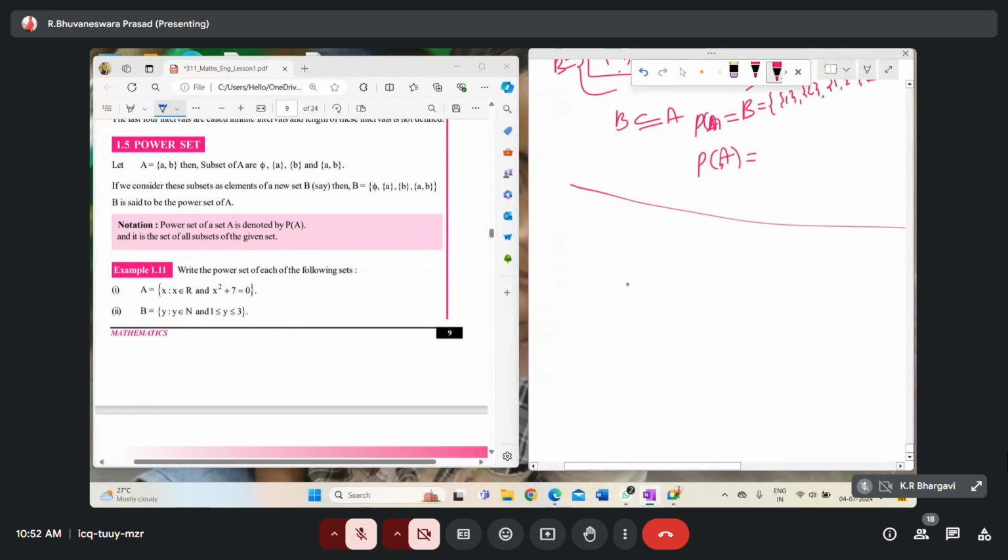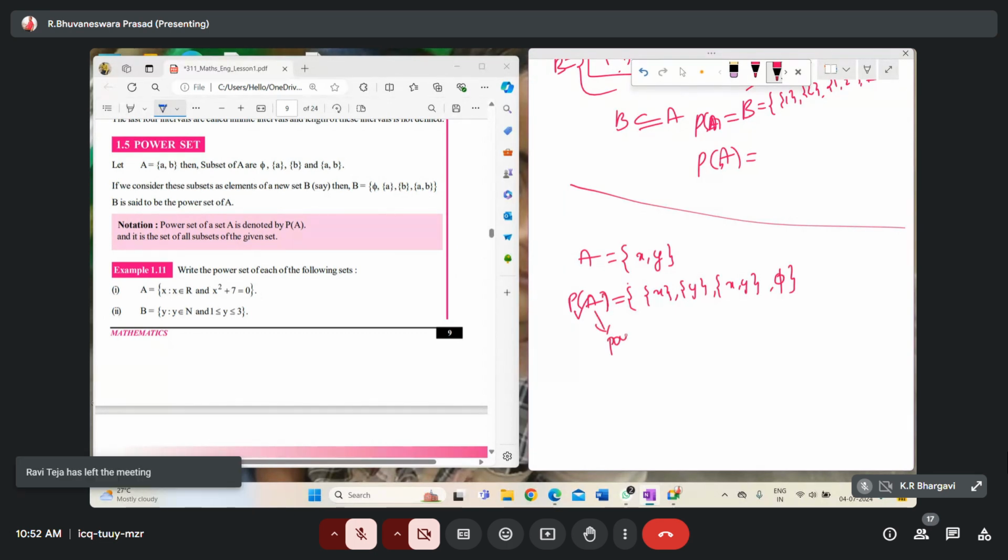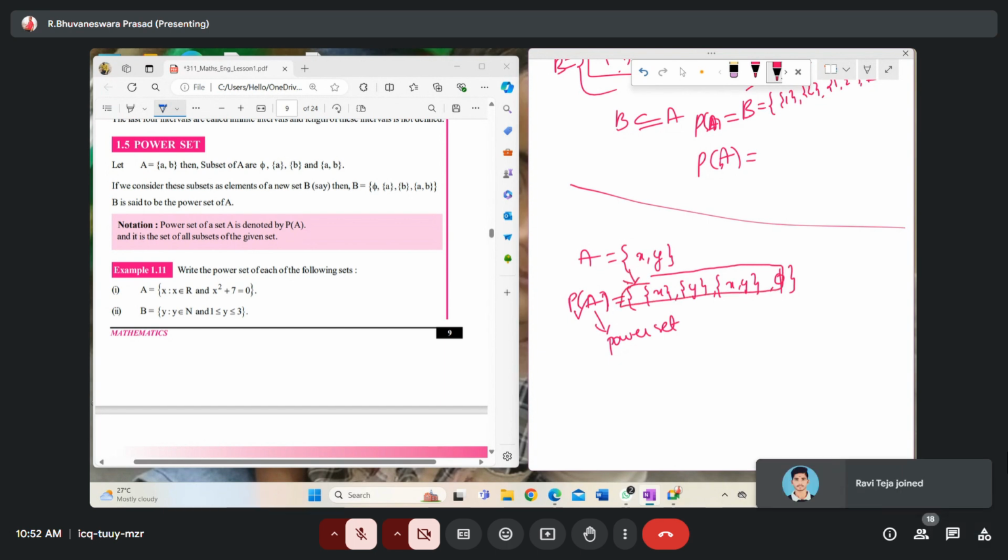ఇక్కడ నేను క్లియర్ గా రాస్తాను చూడండి. If A equals {x, y}, x and y are elements in A, then the power set of A equals {{x}, {y}, {x, y}, and the empty set is also a subset}. So this P(A) is called the power set. It means all subsets of the given set. That is the power set.